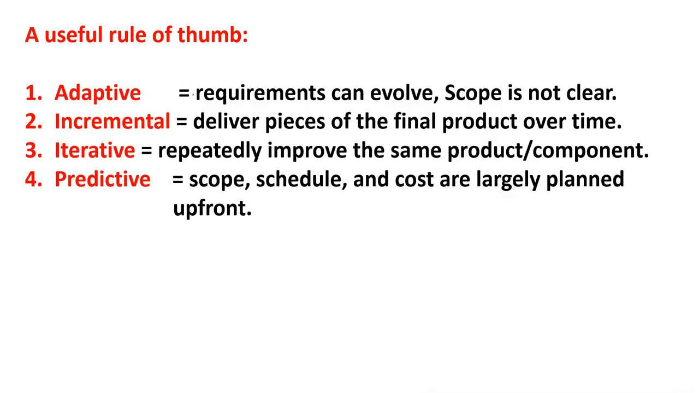A useful rule of thumb, first is adaptive. Here I have made this slide very easy for you. Adaptive means requirements can evolve, scope is not clear. This is the main thing for agile, scope is not clear. Incremental, deliver pieces of the final product over time, means in phases we deliver a minimum viable product in order to get market share. Iterative, repeatedly improve the same product or component. Predictive, scope, schedule, cost are largely planned upfront, especially the scope.